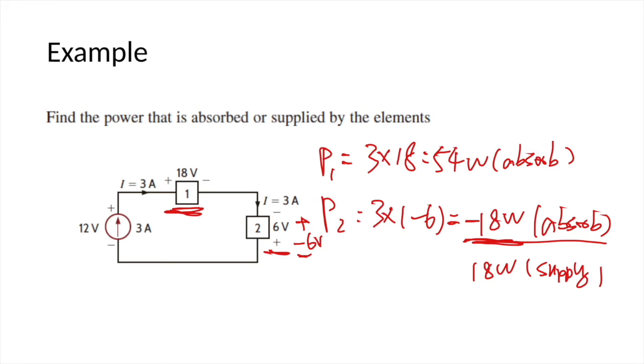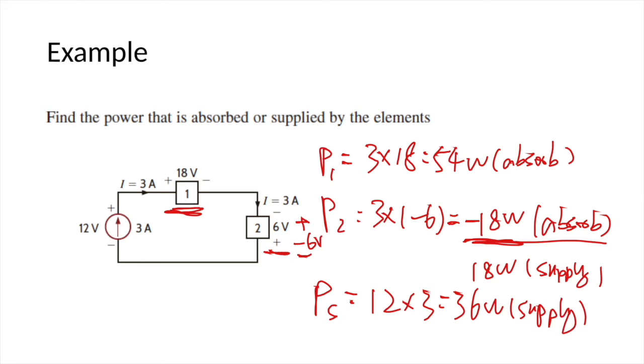And for the current source, it satisfies the active sign convention. So it is supplying 36 watt. So we can see that the supplied power, 36 plus 18, equals the absorbed power.